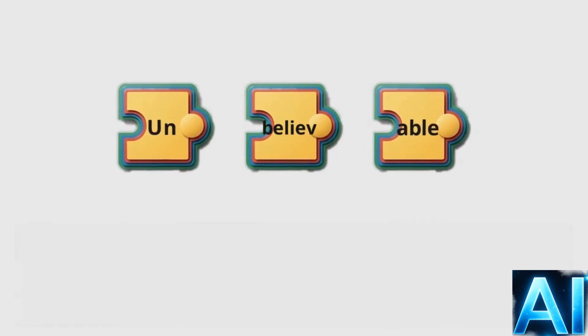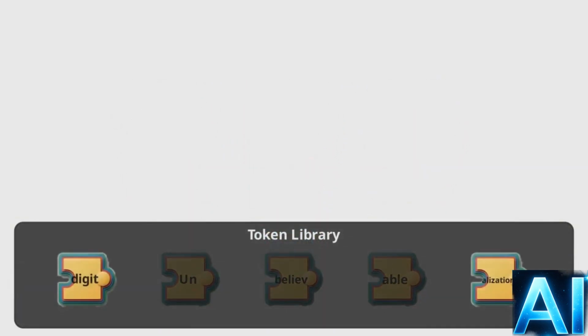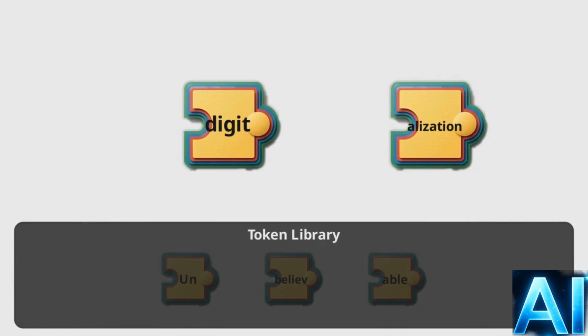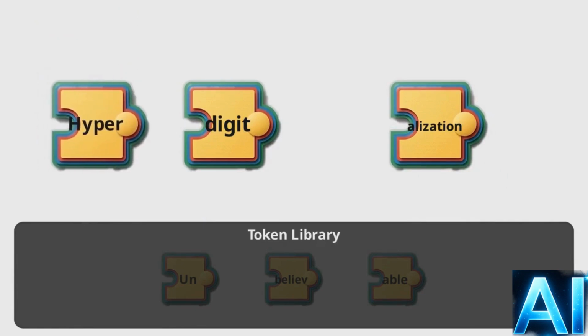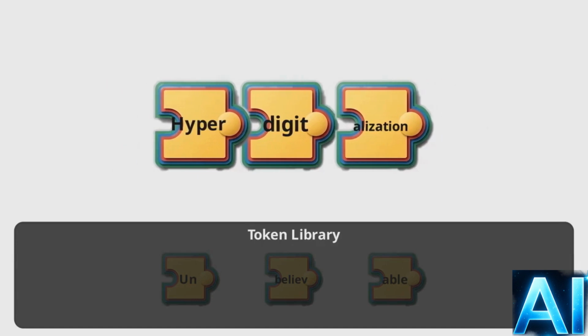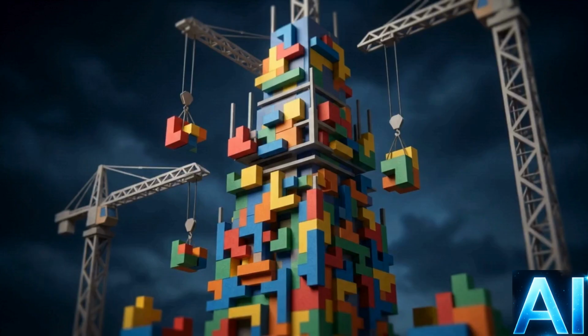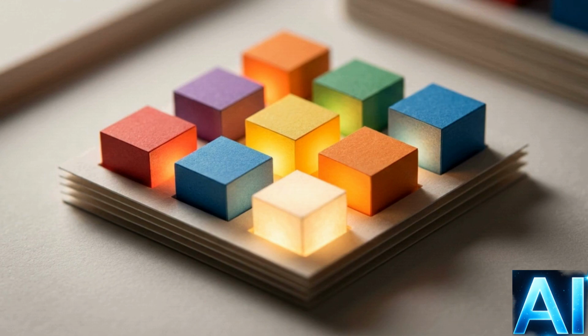Rather than memorizing the entire long word, the AI snaps unbelievable apart into 3 reusable blocks: un, believe, and able. When you type a made-up word like hyperdigitalization, it just snaps a hyper block onto the existing digit and alization blocks. By using this modular system, the AI can process an infinite variety of human language using only a finite set of building blocks.